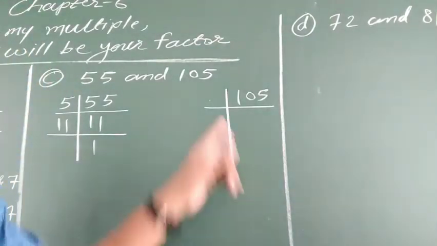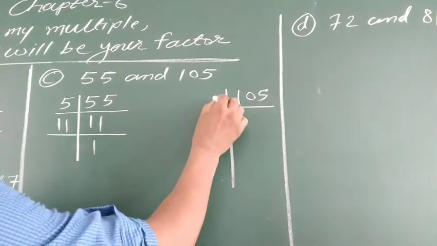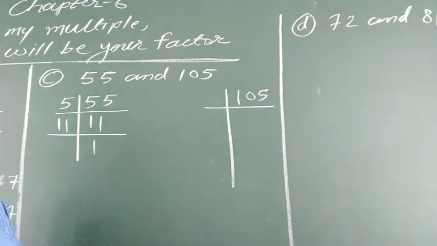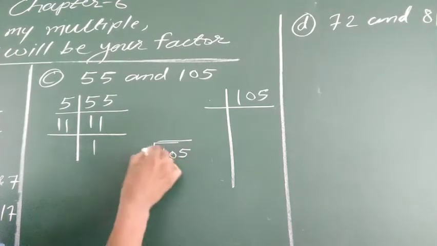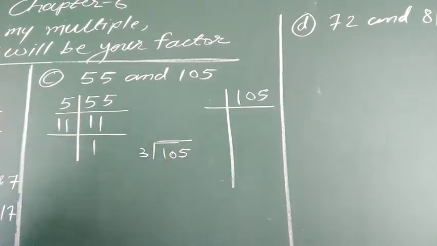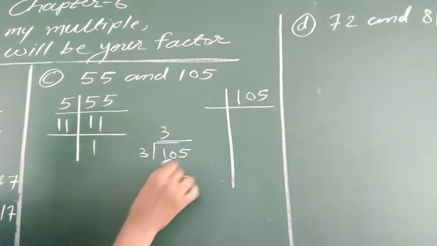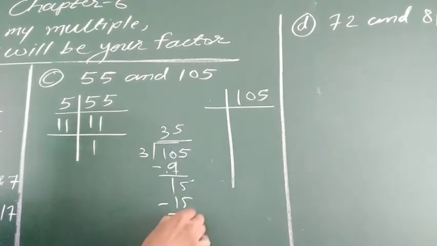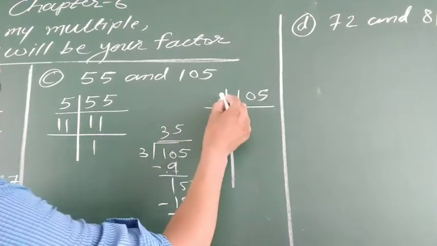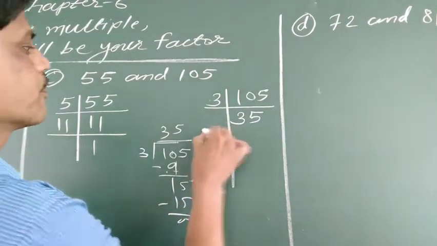Next number is 105. Again see, it is not an even number, so it cannot be divided by 2. Now we try with 3. 105 by 3. 3 3s are 9, 10 minus 9 is 1. Then 3 5s are 15. So what we have to do? Here we have to take 3. Then it will be 35.